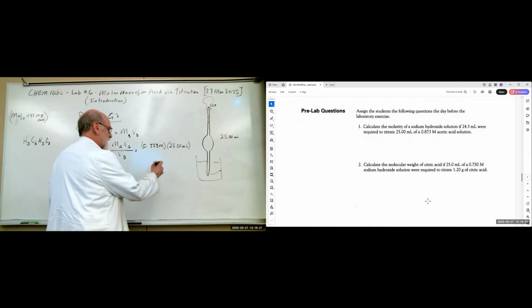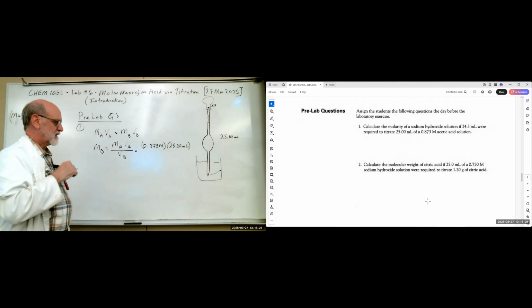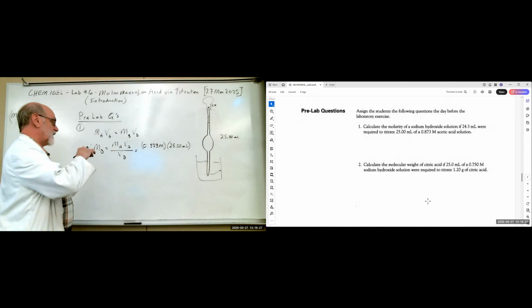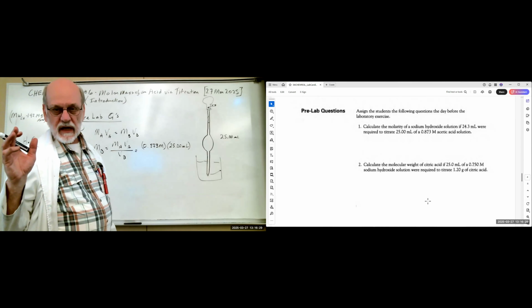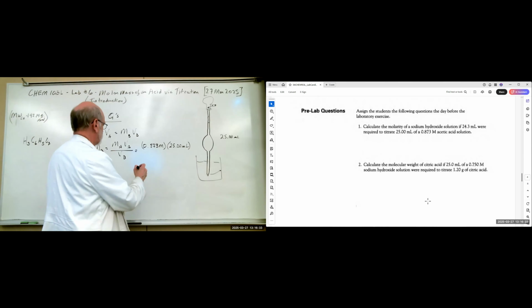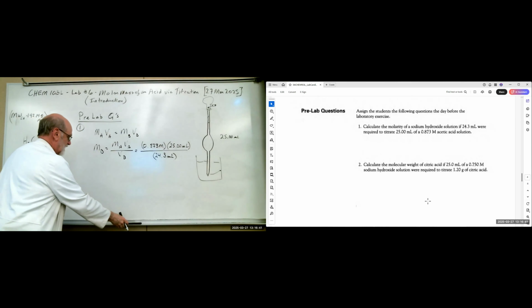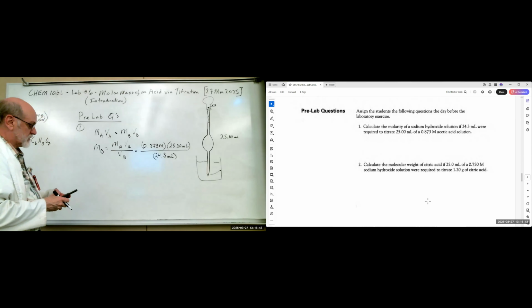Okay, so that's how we got 25 milliliters of this acid in the reaction vessel. Then we added to it 24.3 milliliters of sodium hydroxide. Okay, so now we can calculate the molarity of the base.